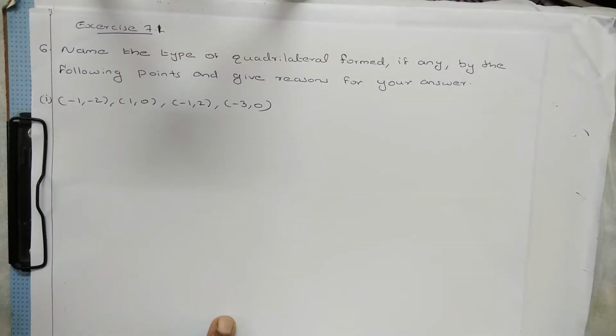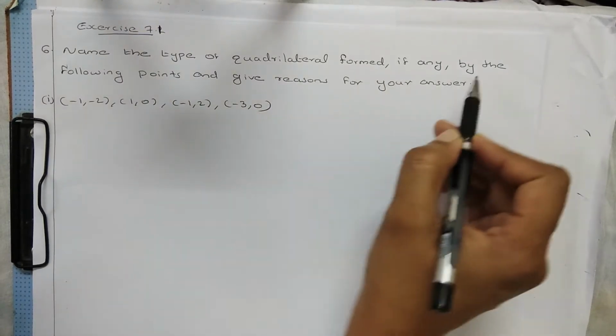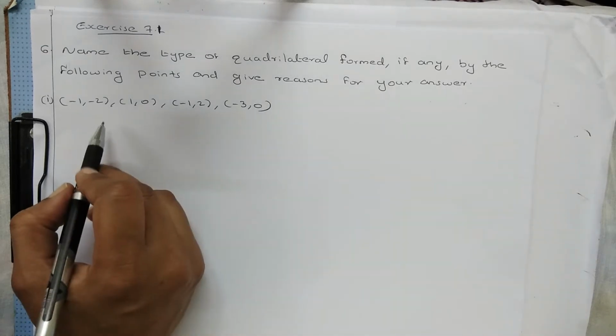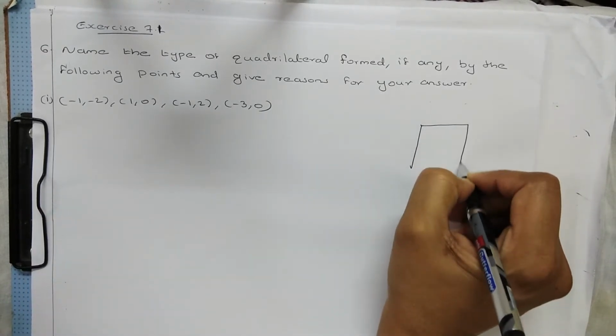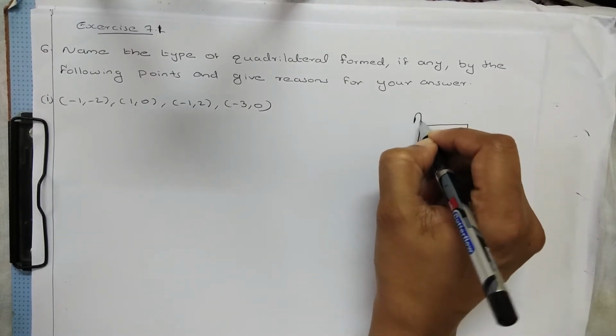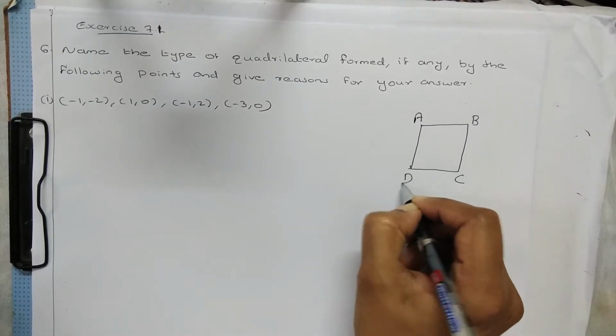Exercise 7.1, sixth one. The question is, name the type of quadrilateral formed, if any, by the following points and give reasons for your answer. So first one they have given, we will just draw a quadrilateral. Quadrilateral means four sides will come. So this is A, B, C and D.